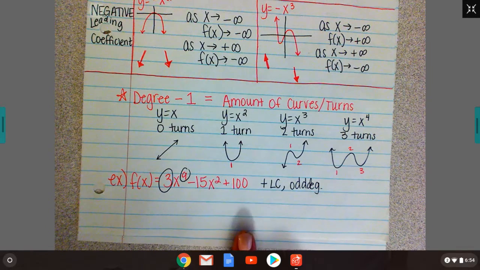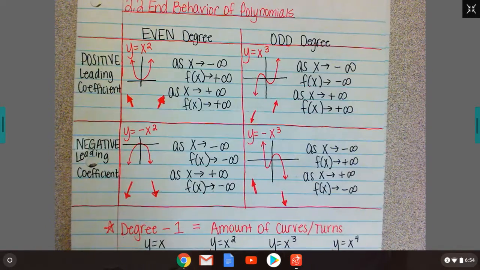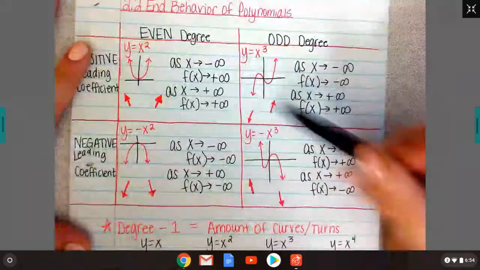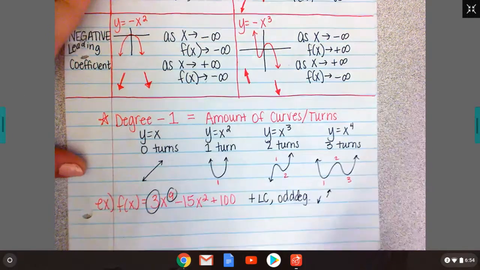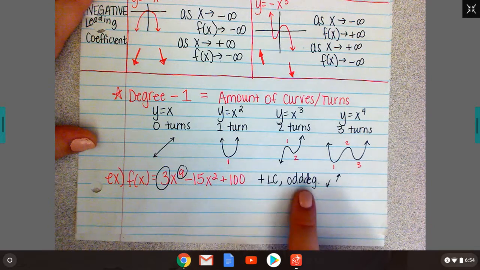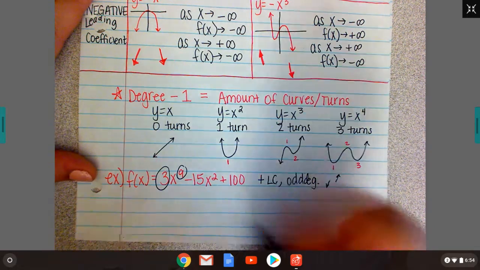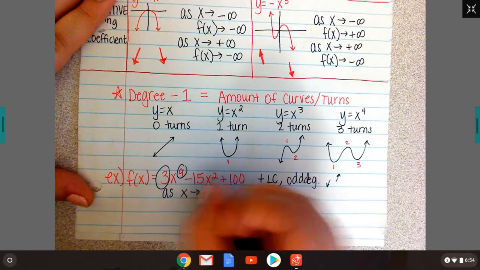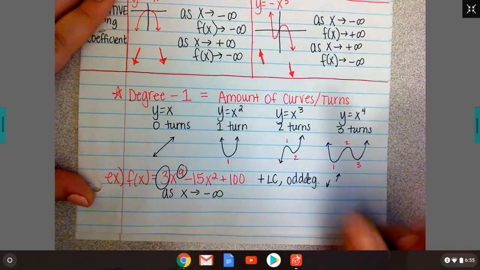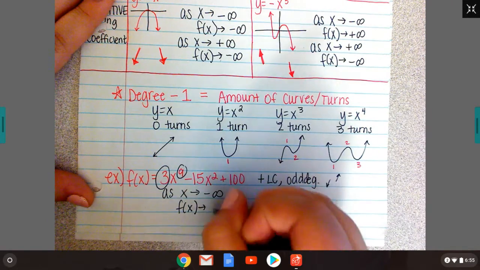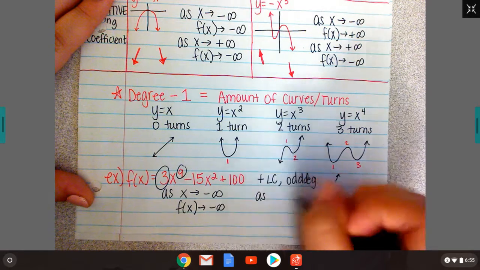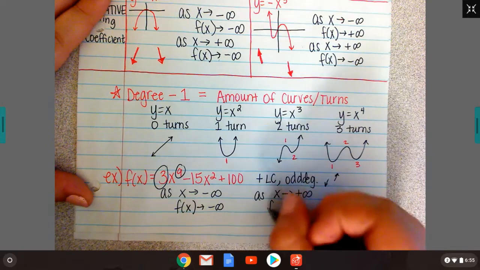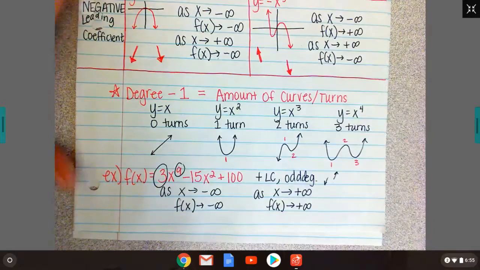So let's look at what quadrant of our chart we're in. Leading coefficient positive, odd degree. So it's going to be one that has start low, end high. So if I think about this from here, then we can write our chart. So we know without looking at the graph or plotting any points that as x heads towards negative infinity, as we go to the left, we're going to go down. So f of x heads towards negative infinity. And as x heads towards positive infinity, as we go to the right, we're going up. F of x heads towards positive infinity.